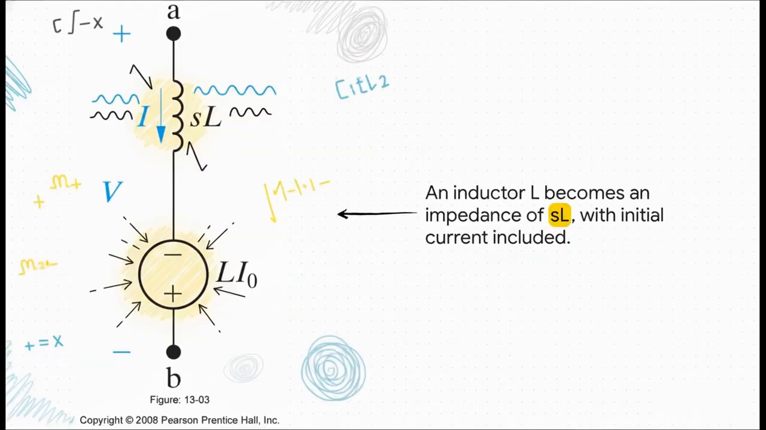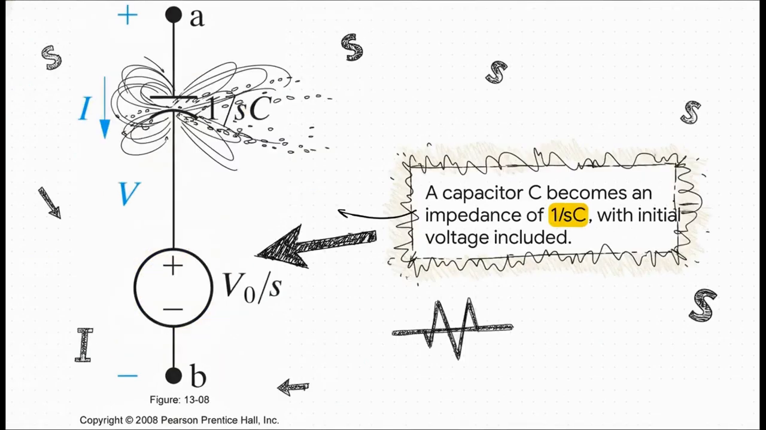Okay, now things get really clever. An inductor's voltage depends on the rate of change of current. That's calculus. But when we transform it, it just becomes a simple impedance of sL. And the truly brilliant part is that any initial current it might have is automatically included as a simple little voltage source. The calculus and the initial condition are just baked right into the algebraic model. And it's a very similar story for the capacitor. In the S domain, it becomes an impedance of 1 over sC. And just like the inductor, any initial voltage it's holding is neatly accounted for with its own little voltage source. All that dynamic, time-varying complexity is just packaged into a simple static model.